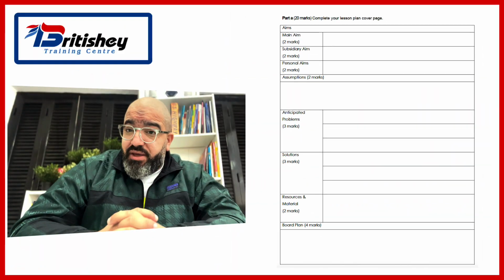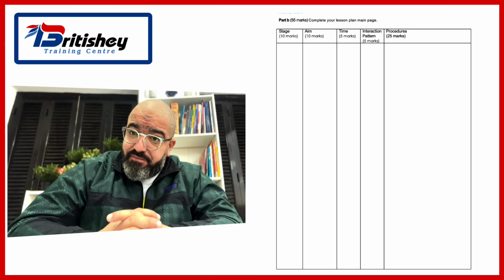So as you see, on page 3 in Paper 2, you have the cover sheet, or the normal cover sheet you have in lesson plans. And all you need to do is to fill it appropriately. And this is what we call Part A in Paper 2. Then this takes us to Part B.